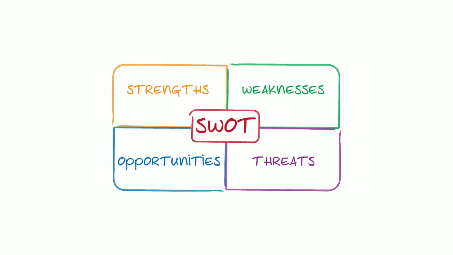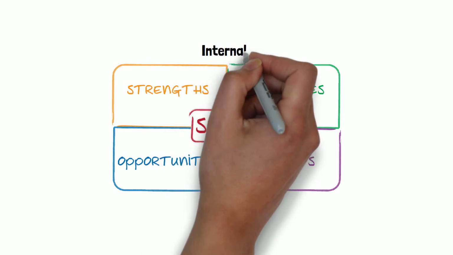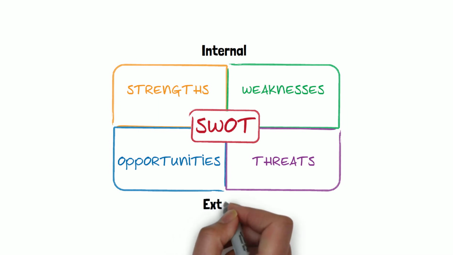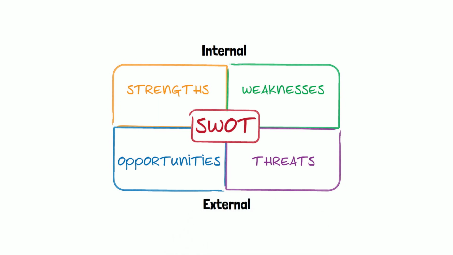The SWOT analysis identifies an organization's internal factors, strengths and weaknesses, and external factors linked to its environment, opportunities, and threats. It allows us to prioritize factors in terms of expected impact, whether they are positive or negative. So let's see how it's done.